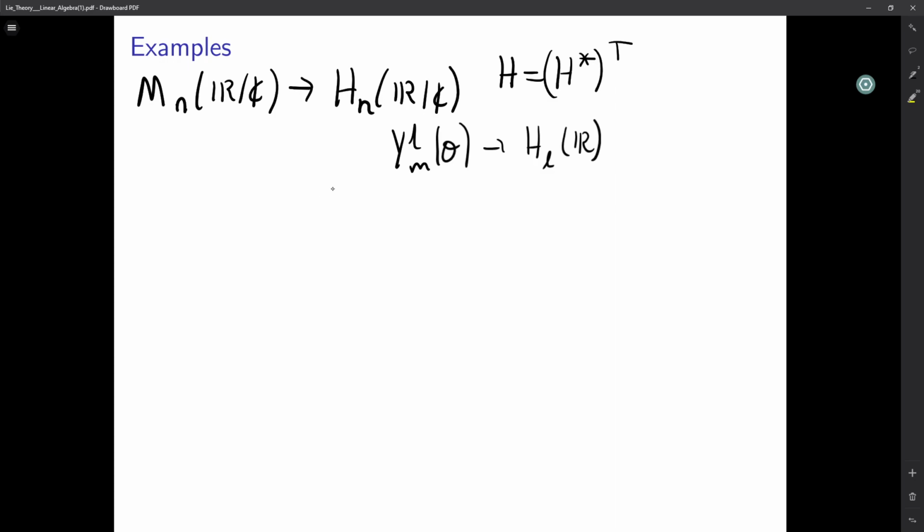And another vector space that we can talk about is this guy. Let me just write it out. Whoops.